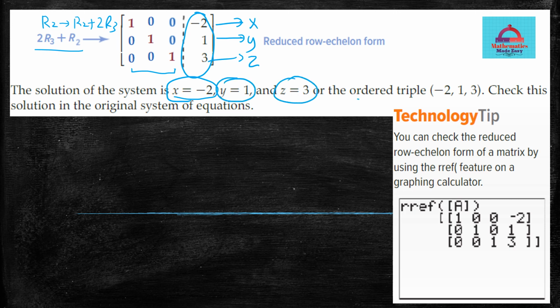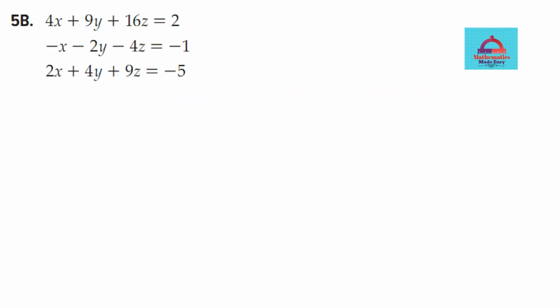You can also write it as an ordered triple where X, Y, Z are written in the proper order. Okay, so you can also check your solution, put it back, and you'll get it. Now there's a tip for you. You can do this feature on your calculator also. So you can use technology to make your life easy and use the shortcut.